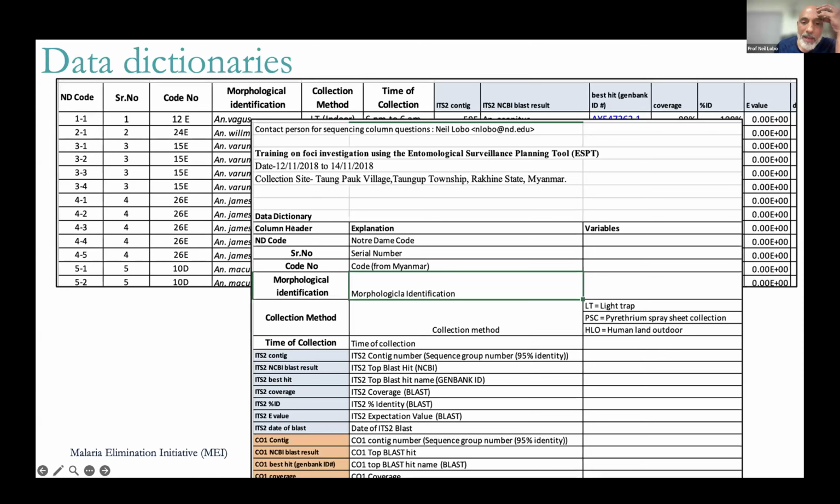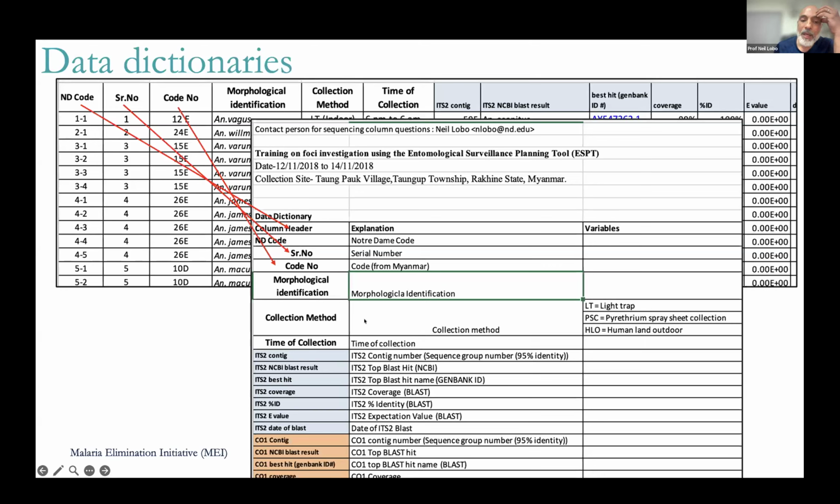And over here, we have the data dictionary. The top headings are the column header, the explanation, and the variables. And all the remaining things are basically flipped. Can you see that? SR number, code number, and so on. So each one of these is listed: SR number, code number, morphological identification. This explains what it is. So ND code means it's the Notre Dame code. It's the code that we in my lab put for each sample, right? If we look at collection method, we list the types of collections. LT means light trap, PSC means pyrethroid spray sheet collection, HL means human landing catch outdoors. And this is what they named them in Myanmar.